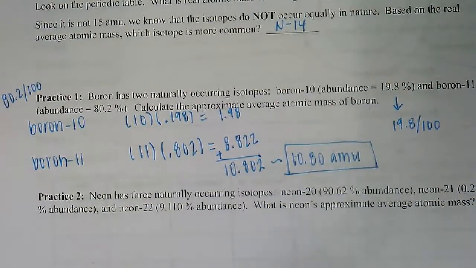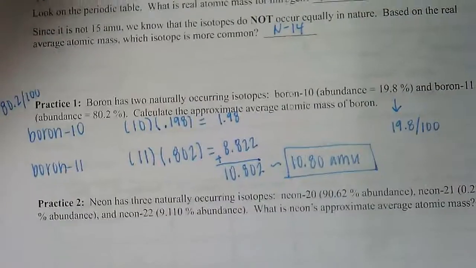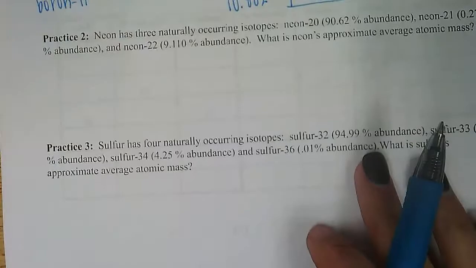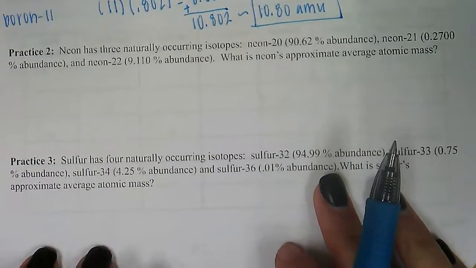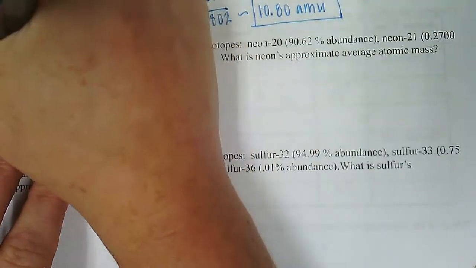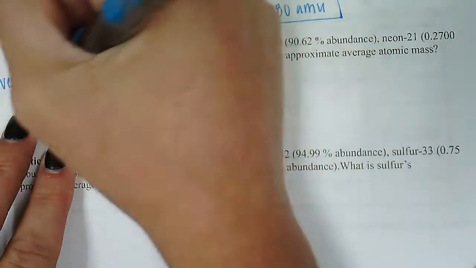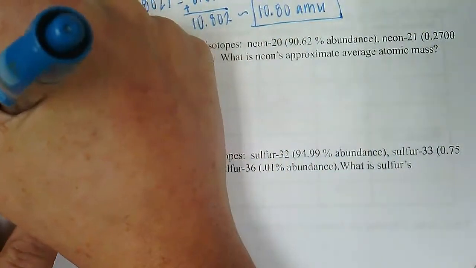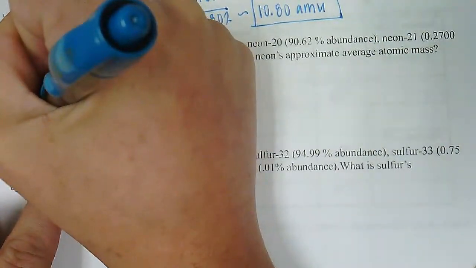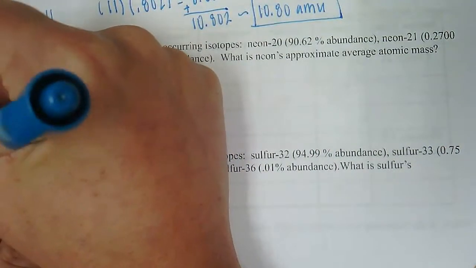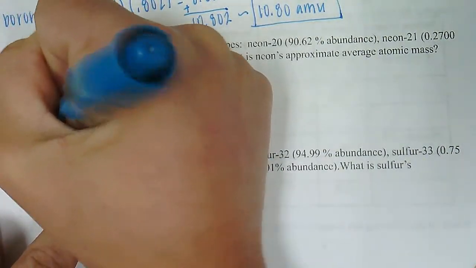Okay, practice number 2. So neon has 3 naturally occurring isotopes: neon 20, neon 21, and neon 22. So we're going to do the same thing that we've been doing, and now just move on with neon. So we have neon 20, neon 21, and neon 22.